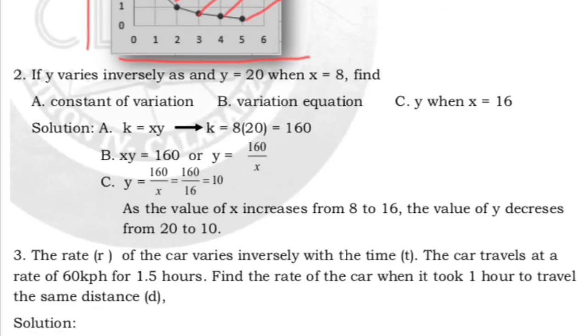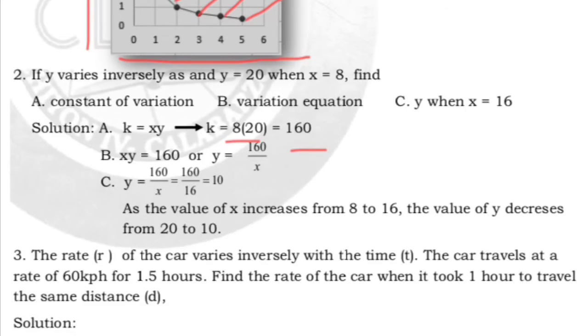Let's have number 2. If y varies inversely as x, and y is equal to 20 when x is equal to 8, find A, the constant of variation, B, the variation equation, C, y when x equals 16. For letter A, constant of variation, we're going to use k is equal to x times y. So x is 8, so 8 times the value of y, 20. So 8 times 20, so the constant of variation is 160.